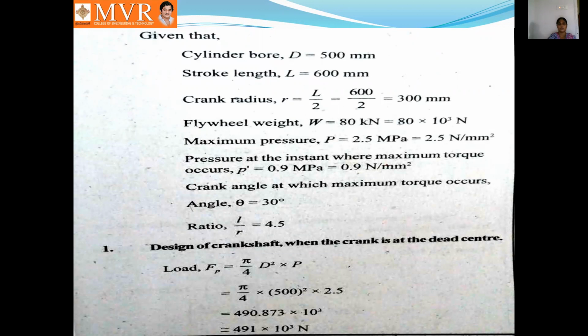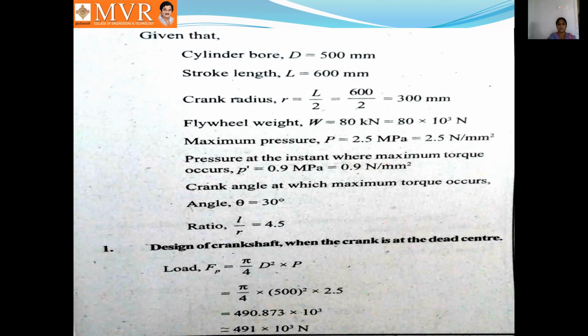We write down the given data. They have given the cylinder bore D and length L. We find out the crank radius R is equal to L by 2, the flywheel weight, the pressure, and also the maximum torque gas pressure P dash is equal to 0.9. Next, the crank angle at which maximum torque occurs, theta is equal to 30 degrees. Ratio L by R is equal to 4.5.